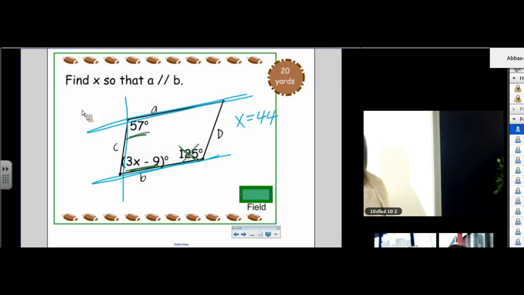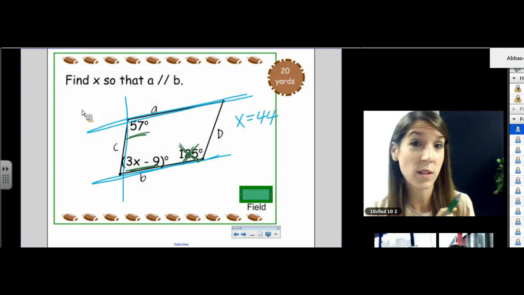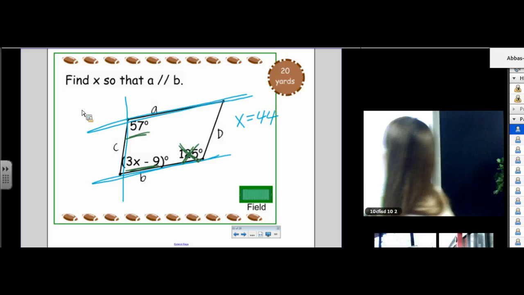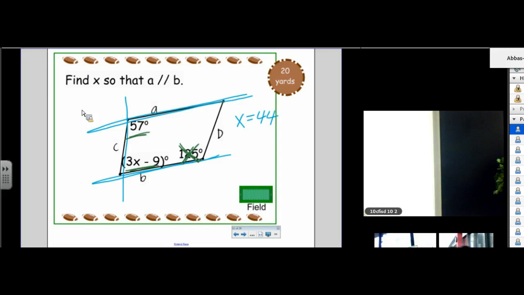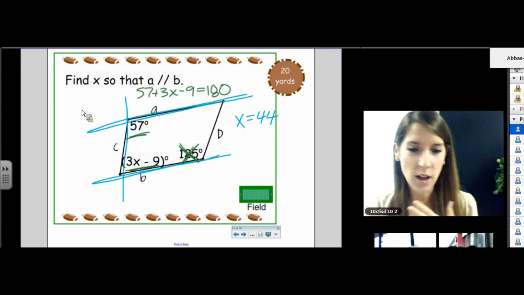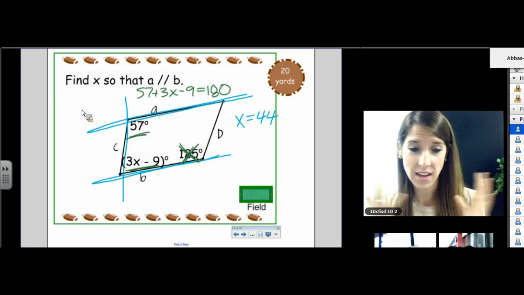The thing about this problem was you weren't supposed to use the 125 at all. It was there as a distractor. Okay? So you wanted 57 plus 3x minus 9 to equal 180. And so you solve for x to get x is 44. You don't have to do anything else.